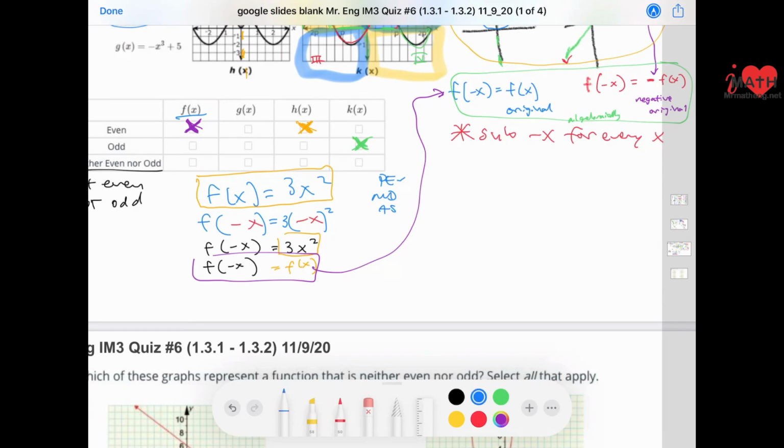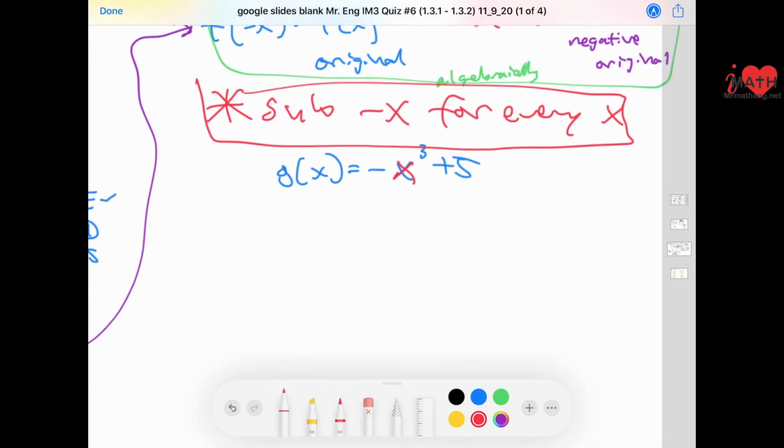Okay, let's do g of x. G of x equals negative x to the third plus 5. We're going to substitute in negative x for every x value. So I see an x, I'm going to write negative x. It's a way of testing it. That's what it means. All right, so I have g of negative x equals negative, remember my substitutions there in parentheses, to the third power plus 5. Don't forget you're using PEMDAS, so negative x to the third power just means negative x times negative x times negative x. That would be negative x to the third power. And you still have this plus 5.